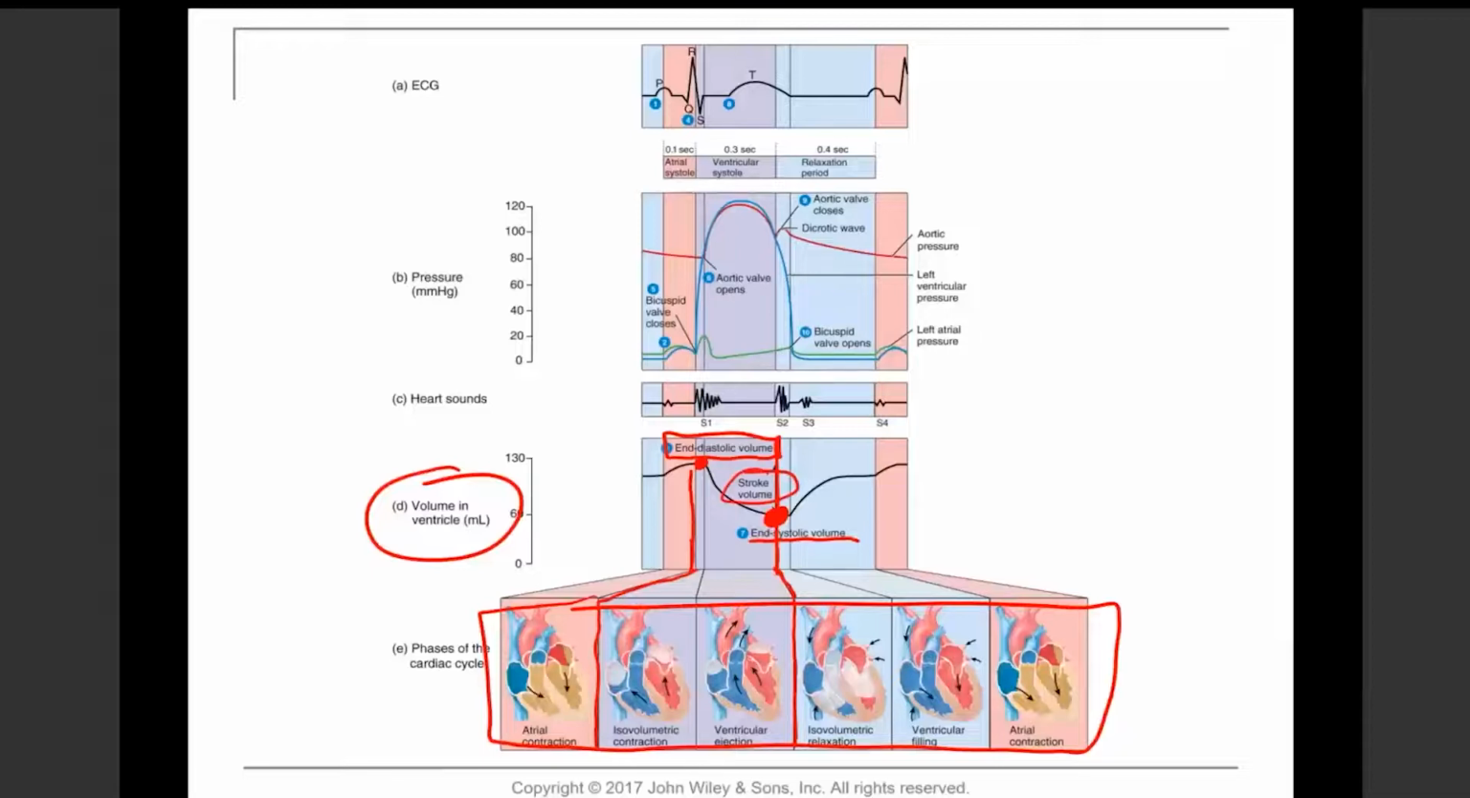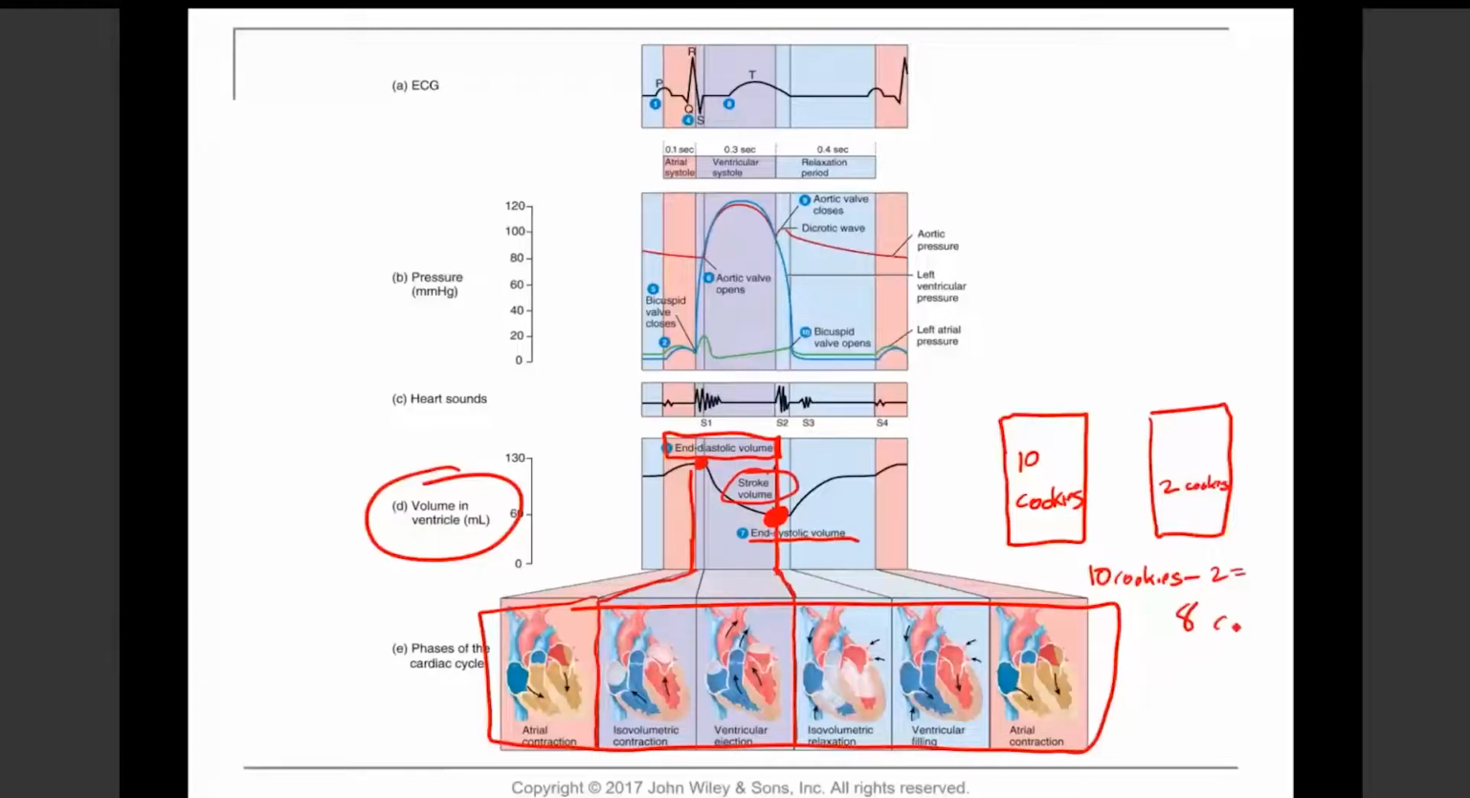Another way to look at stroke volume is, let's say that you left your house this morning and you put 10 cookies in a jar, right? You came back home and there were only 2 cookies left. And you did some math in your head. You said, "All right, I left 10 cookies here, and there's only 2 remaining. That means somebody ate 8 cookies." That's how much left the jar, right? So how you calculate stroke volume is end diastolic volume minus end systolic volume, right? How much you loaded into there minus how much left.